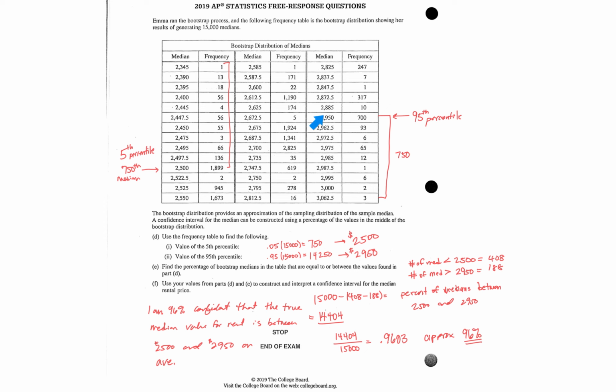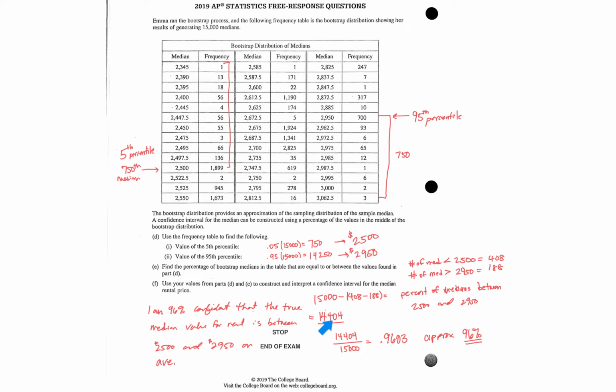I'm going to do the same thing here. I'm not going to count the 2,950, but I am going to count all of the numbers from here all the way down to there. There are 188 values in that section. So when you combine the two of them and subtract them from 15,000, you have 14,404 different values that occur from 2,950 all the way back to 2,500. Okay, so quite a few of those values in between there.